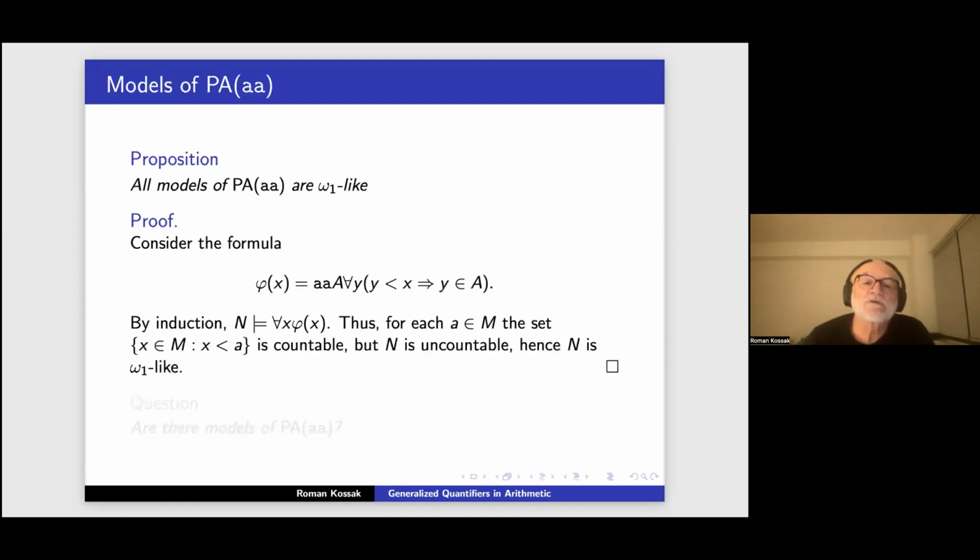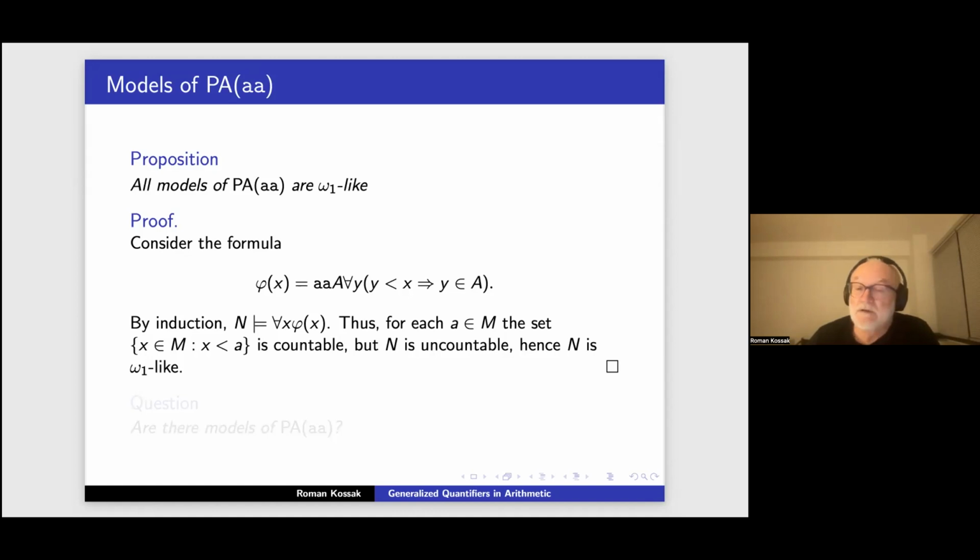And so here's a proposition. This is what Jim proves quickly, that all models of PAA are omega-1-like. So how do we do that? Well, look at this formula phi of x. It says that there is a closed and unbounded set of A that contain the initial segment up to x.